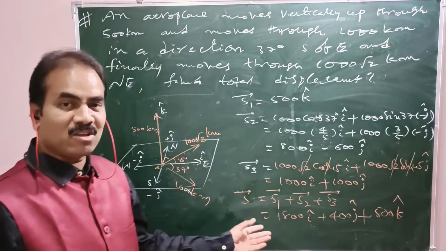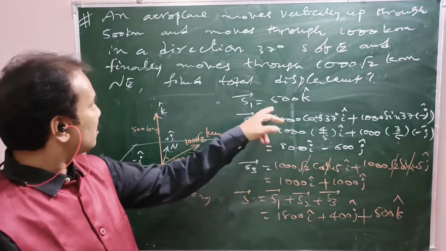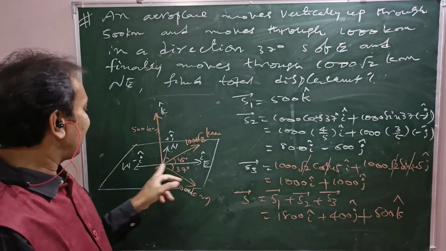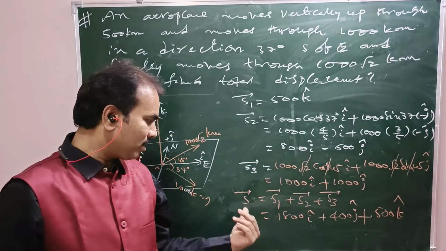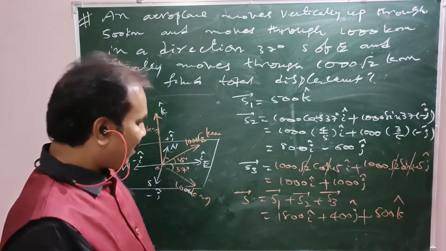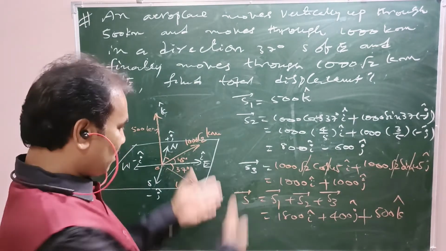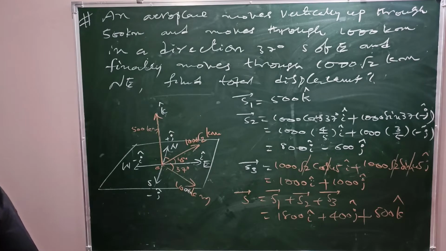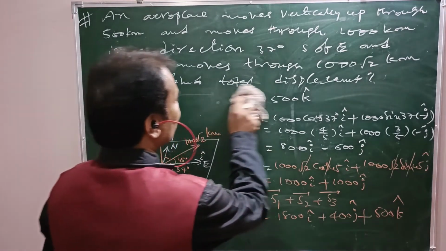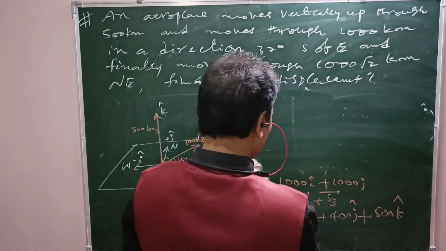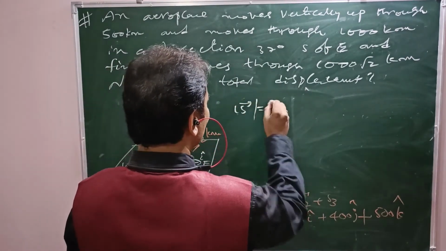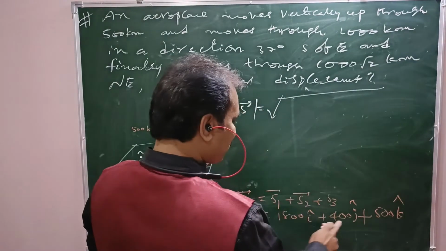This vector is in terms of kilometers. Why? Because all are expressed in kilometers only. In all three segments, first, second and third, all are expressed in kilometers. So S bar is also in kilometers. If you want to get the magnitude of displacement, take the modulus. Am I right? Modulus of S bar equals root over x square plus y square plus z square.